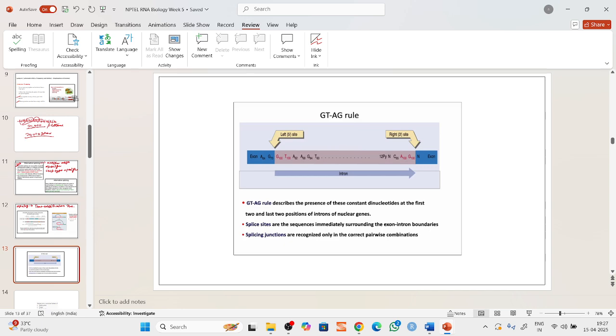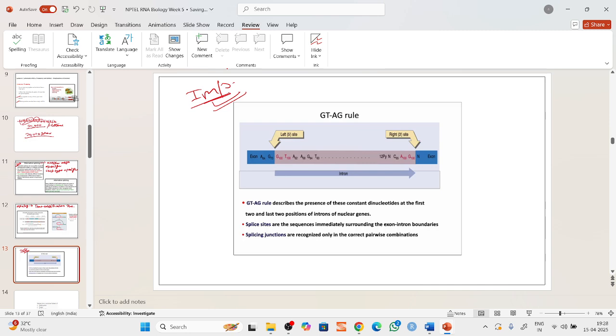Then the GT-AG rule. What is the GT-AG rule? The GT-AG rule describes the presence of constant dinucleotides at the first two and the last two positions of introns of nuclear genes. Splice sites are the sequences immediately surrounding the exon-intron boundaries, and splicing junctions are recognized only in the correct pairwise combinations. This is important. So the GT-AG rule describes the presence of this constant dinucleotide.